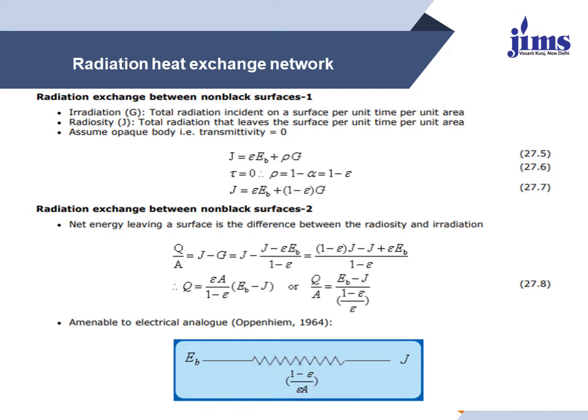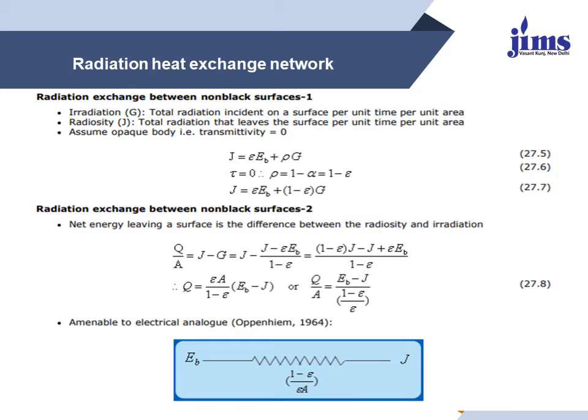Irradiation means the total radiation incident on a surface per unit time per unit area, and it is denoted by the term G. And radiosity, the total radiation that leaves the surface per unit time per unit area, is known as radiosity. So for an opaque body, the transmissivity is equal to 0. So mathematically the radiosity is equal to epsilon EB plus rho G, where epsilon is the emissivity and EB is the emissive power of a black body.